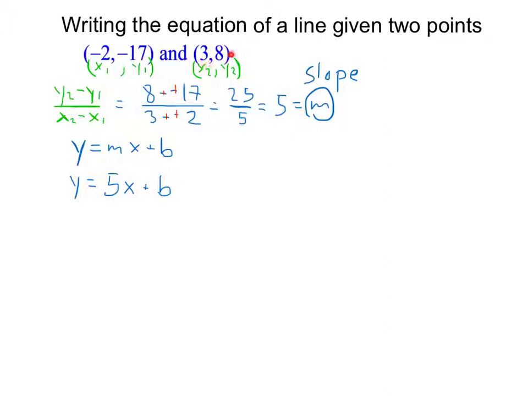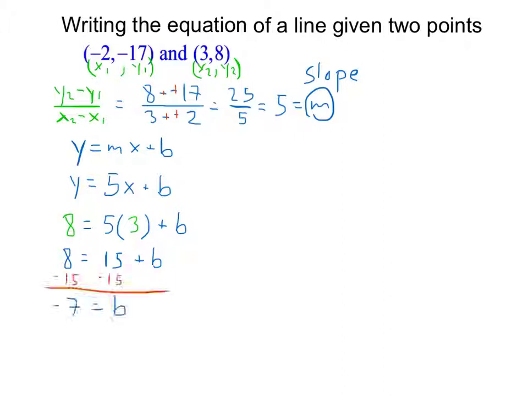I am going to go with 3, 8 because they're both positive, and insert those in for the x and the y respectively. So when the x value is 3, that produces a y value over here of 8. And then we'll multiply this out and solve for b, the y-intercept. b is -7.